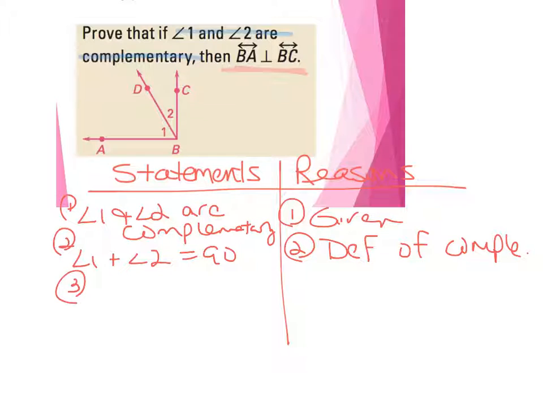Step 3. What do you think we're going to do next? How about how the big angle's made? Maybe angle 1 plus 2 is equal to angle ABC. Okay, good. Angle 1 plus angle 2 equals angle ABC. And that is the angle addition postulate from way back when. All right, now what are we going to do?